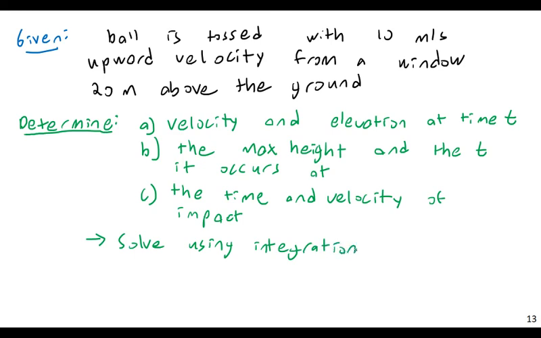So in general, we're going to integrate twice to solve. Our approach here is that we're going to integrate twice to solve v of t and y of t. Then we'll simply solve for the corresponding time where the velocity is 0, and we'll solve for the time where the position is at the impact position. Okay, so let's do that.